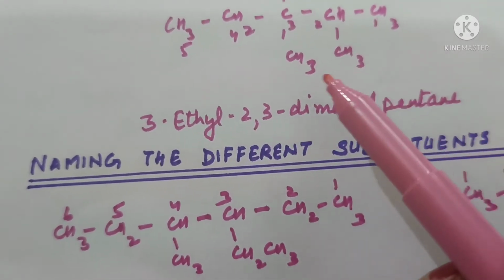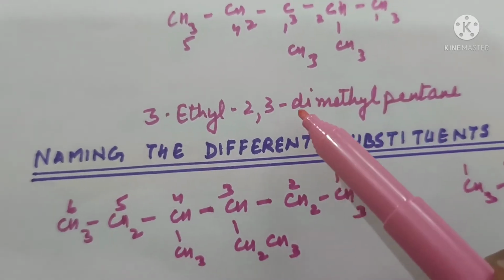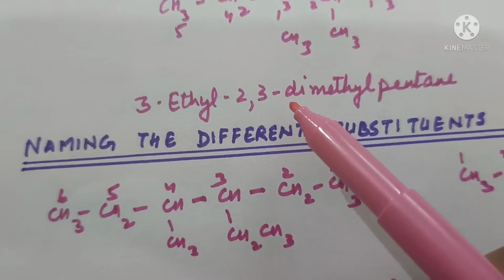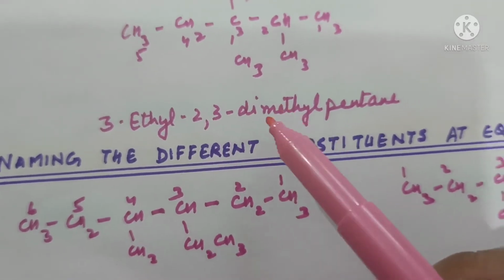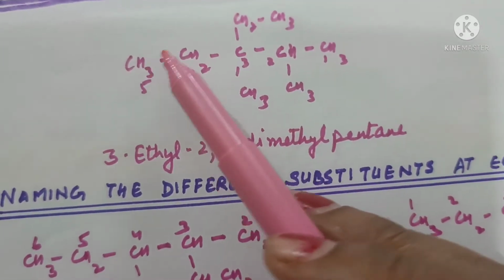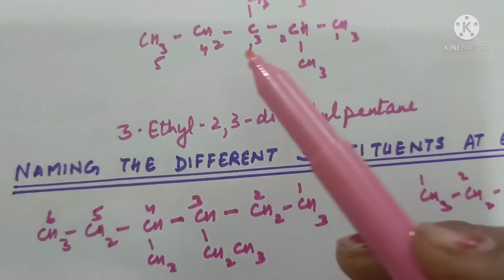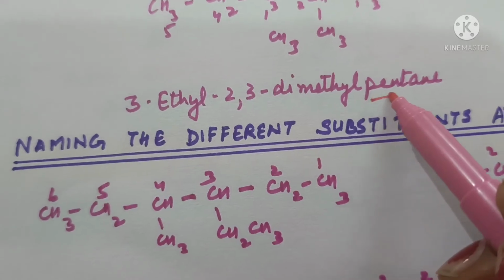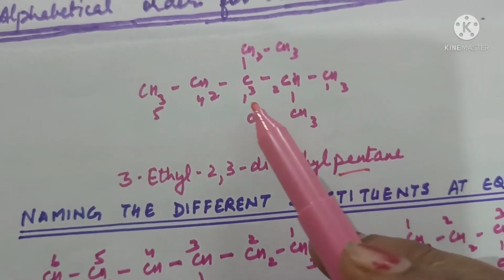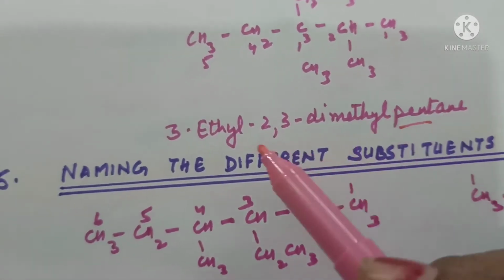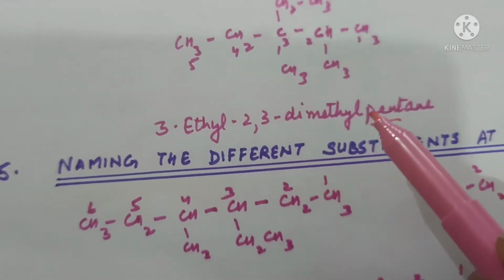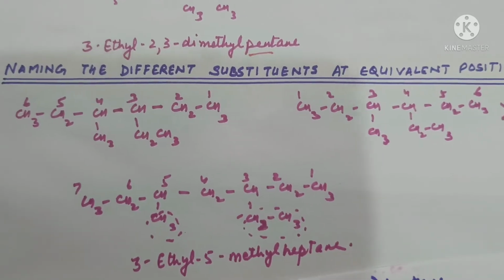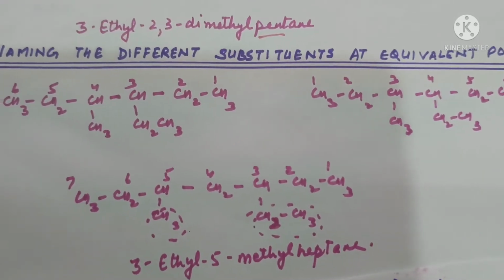Then because there are 2 substituents, we put the prefix di for 2 methyl groups. So it will be 2,3-dimethyl, and as the parent chain consists of 5 carbon atoms, the word root for 5 is pent and the primary suffix is ane for single bond. So the name will be 3-ethyl 2,3-dimethyl pentane.